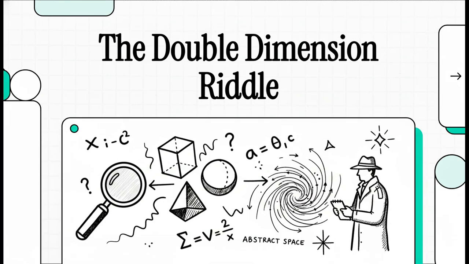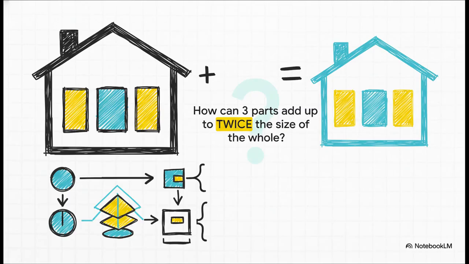All right, today we're jumping into a really cool mathematical puzzle. I want you to think of it like a detective story. You know, the clues are all equations, and the crime scene, well, it's this abstract space. And at the heart of it is a riddle that, I promise you, sounds like it completely breaks the rules of logic. So what is this mystery?